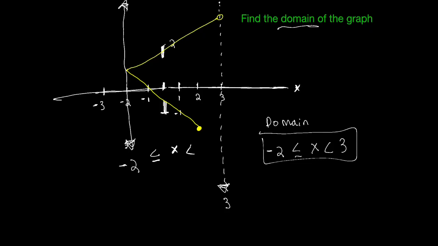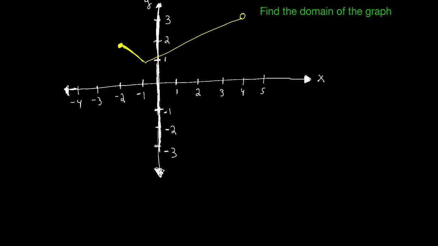All right, let's do one more. Let's try this one now. So again, we're trying to find the domain. So we have to focus on the x-axis. We have to find our lower bound and our upper bound. So let's try to do this one without erasing the y-axis.